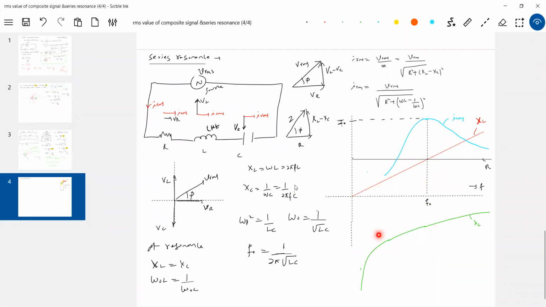Now what about here? Capacitive reactance will dominate here at this frequency. Here what will happen? XL has now become more than XC. Curve that equal, we have to show it.